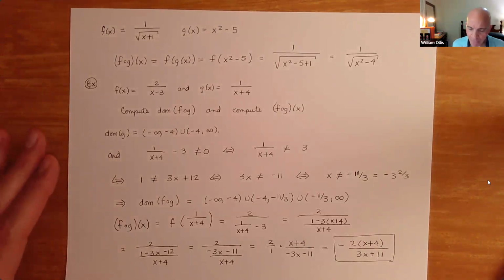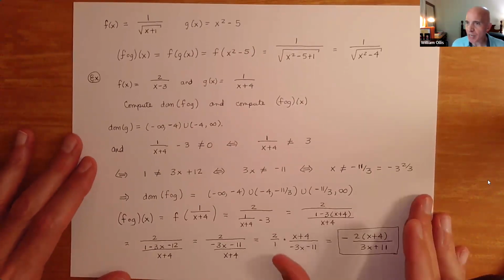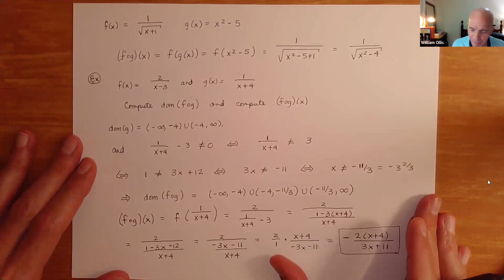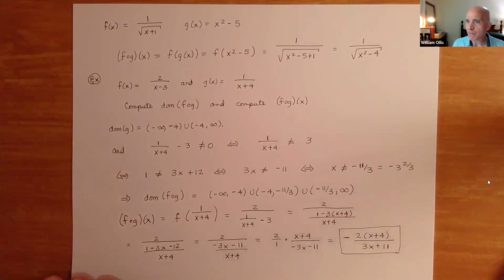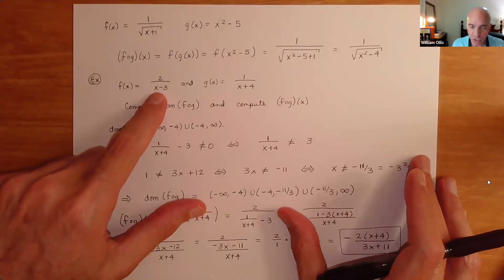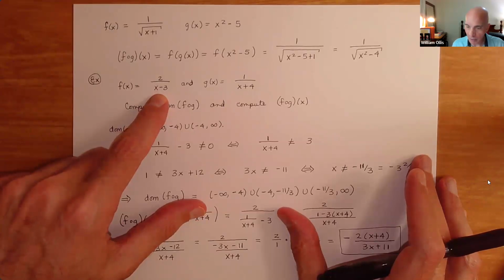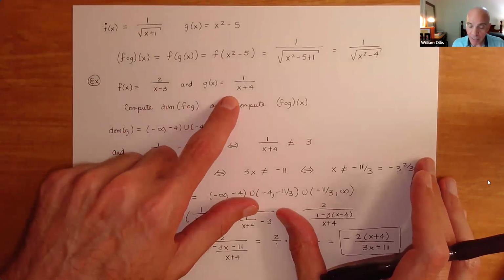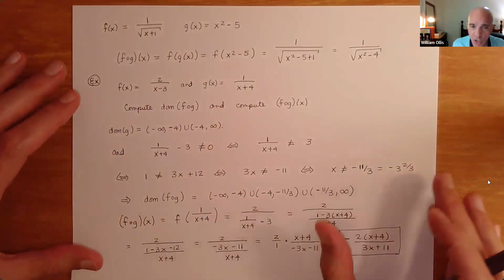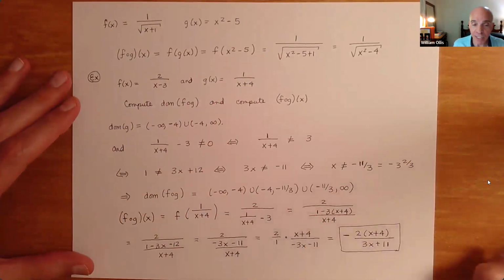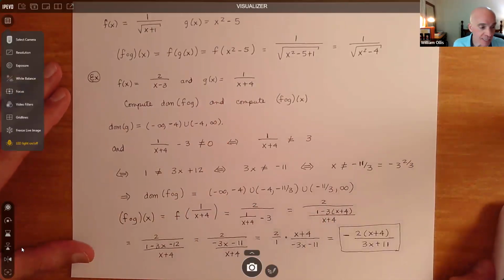Now, the next example basically illustrates what I've been talking about. It's not as difficult as the first because we don't have the factorization that's required. But notice, f of x is 2 divided by x minus 3. g of x is 1 divided by x plus 4. And this particular example is from your lecture notes. It's problem number 2. And so what I've done, I've added an additional idea that we need to do.